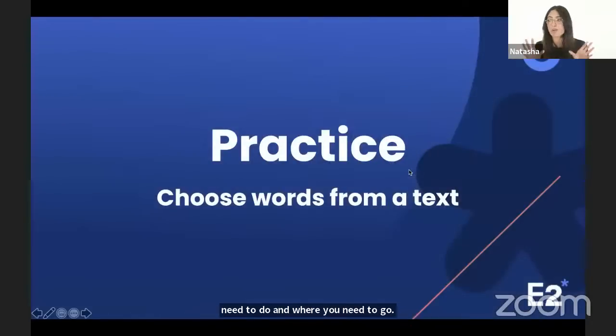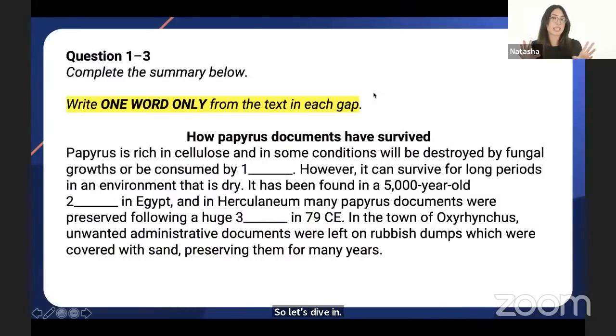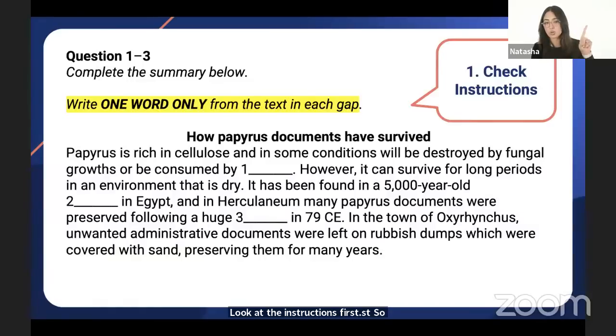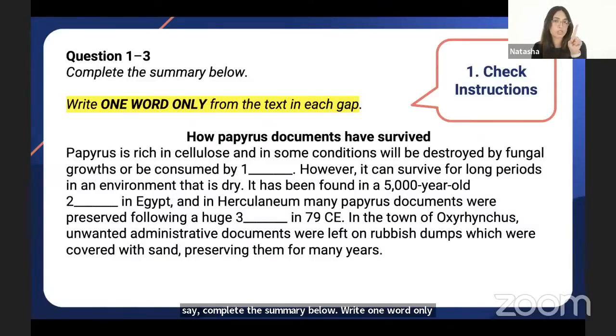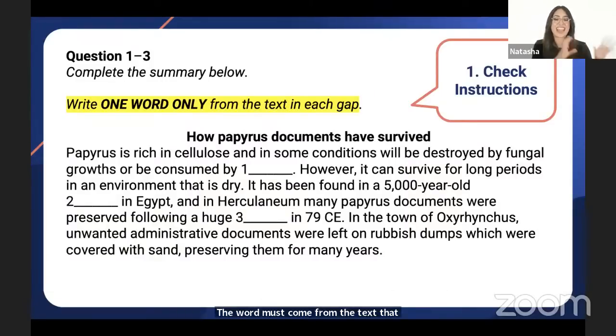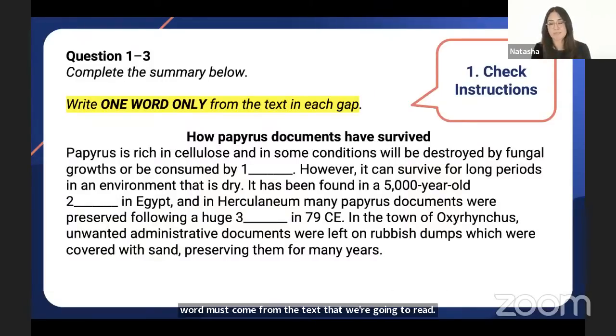Fantastic. It's time for real practice. This practice is going to focus on choosing words from a text. So let's dive in. This is an example of the summary completion task that we're going to be doing. Let's look at the instructions first. So the instructions say, complete the summary below. Write one word only from the text in each gap. That means we can only write one word. The word must come from the text that we're going to read, and it must be written in the gap.